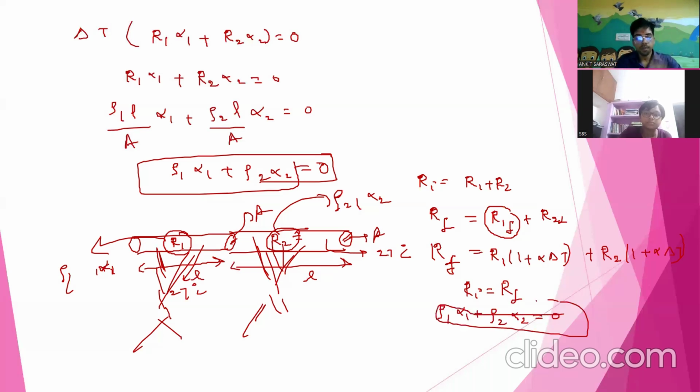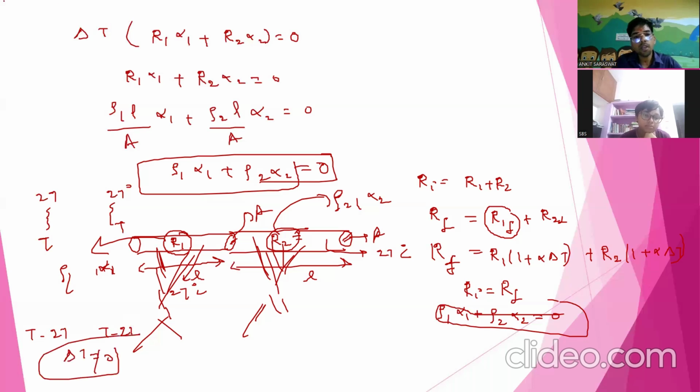Any doubt? Sir, you said that delta T cannot be 0, how can it be explained? I kept delta T constant; I provide an equal rate of heating. Initially this wire is at 27, and this wire is also at 27. After increasing the temperature, it becomes T, and this one also becomes T. Then delta T in the first wire is T minus 27, and in the second wire also T minus 27. So delta T is not equal to 0.